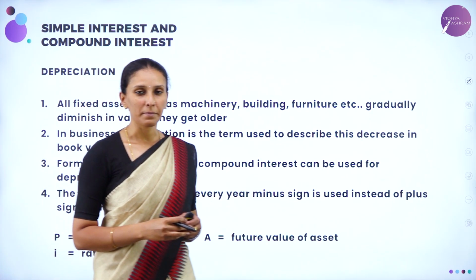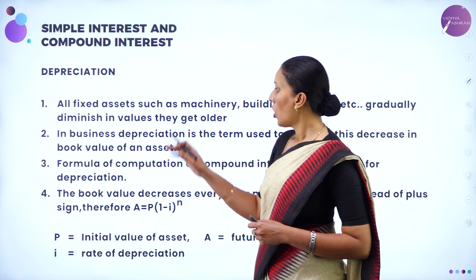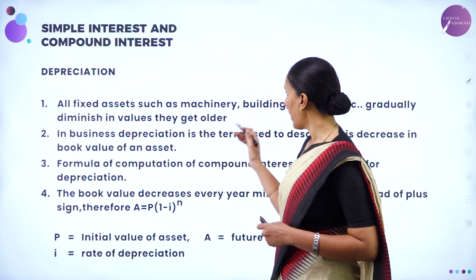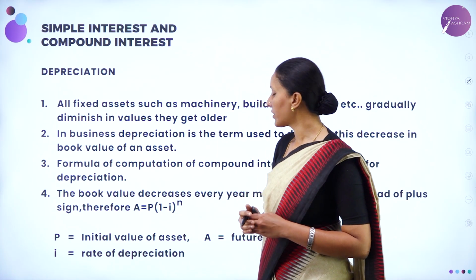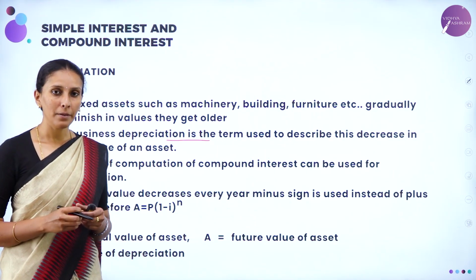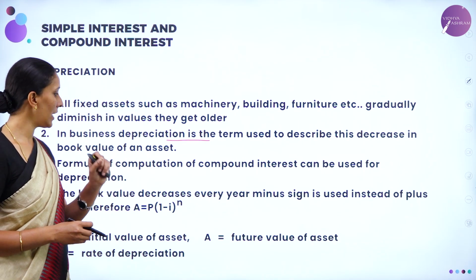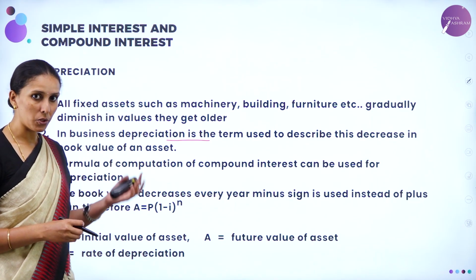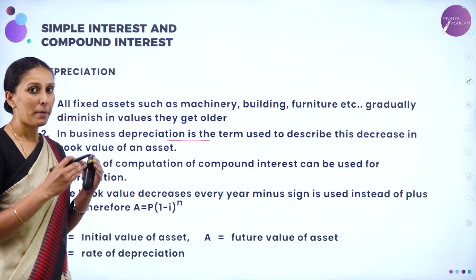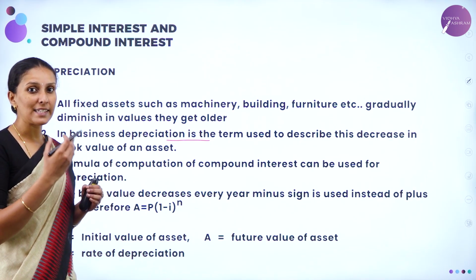So the next concept is depreciation. So what do you mean by depreciation? Here we have all the fixed assets such as machinery, building, furniture gradually diminishing their values when they get older. So in business, the term depreciation is used to describe the decrease in value of an asset. The formula of compound interest can be used for depreciation, but since we are talking about depreciation here, the value of the asset decreases.